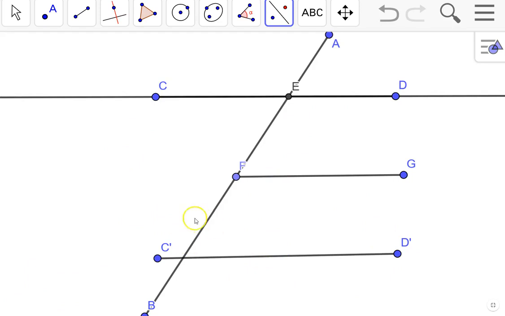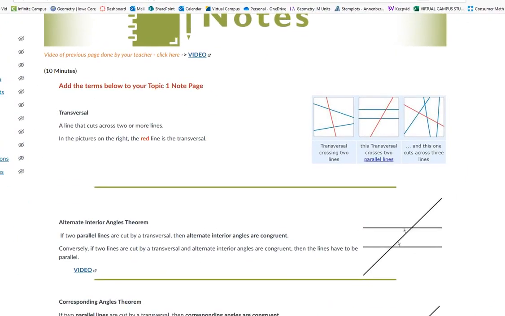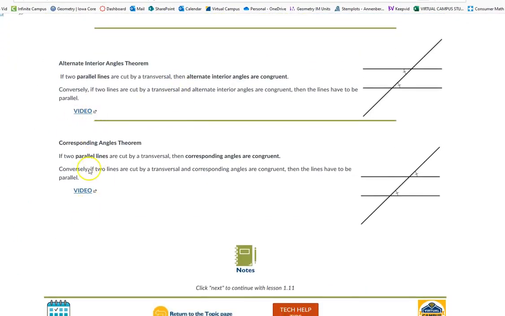Just another note, please make sure that when you get to the notes page that you pay close attention to the notes that are on that page and the videos that I got posted there that talk about these two different theorems. Okay, so once we prove the theorems, then we're allowed to use the theorems.